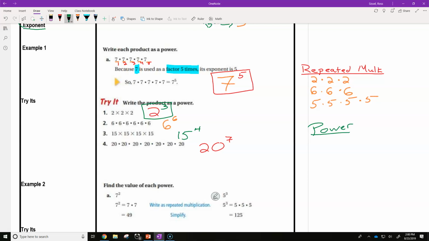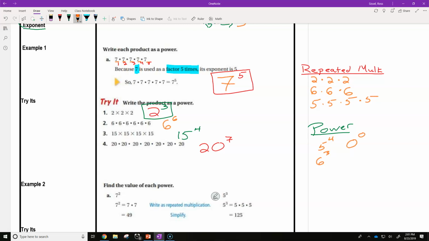Who can give me an example of a power? If you choose to write this, I'll help you in your notes. Marley? 5 to the 4th power. Ethan? 2 to the 3rd power. 6 to the 3rd power. Dre? 0 to the 0th power. Ooh, 0 to the 0 power.